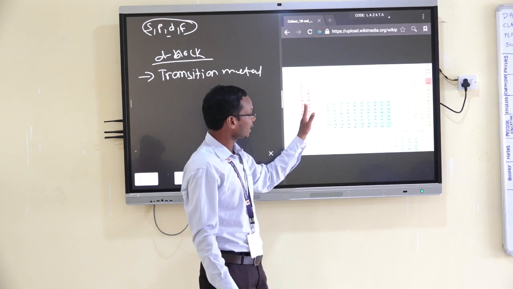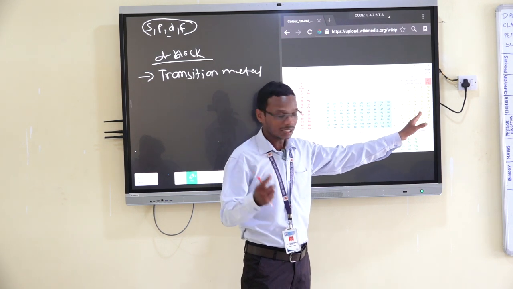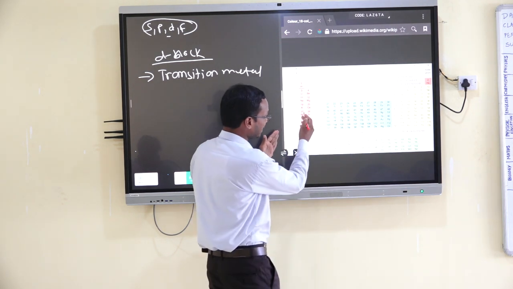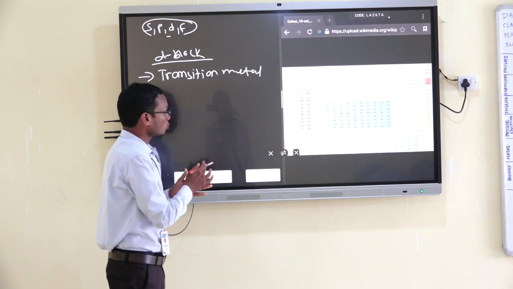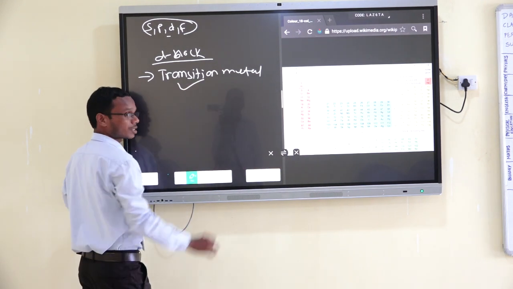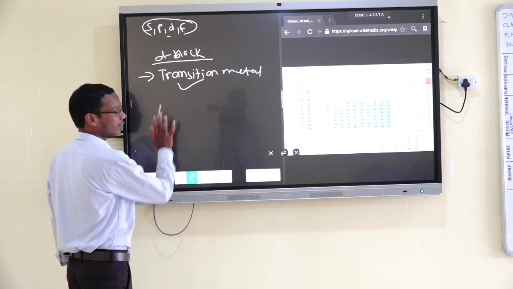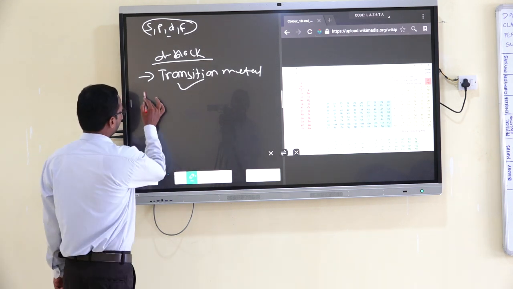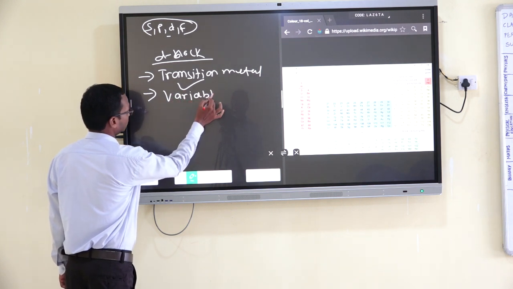The S block contains the last electron in S, the P block contains the last electron in P, and this one is in D. These two groups transit, so they are called transition elements. Okay, these are metals. These compounds have variable oxidation states.